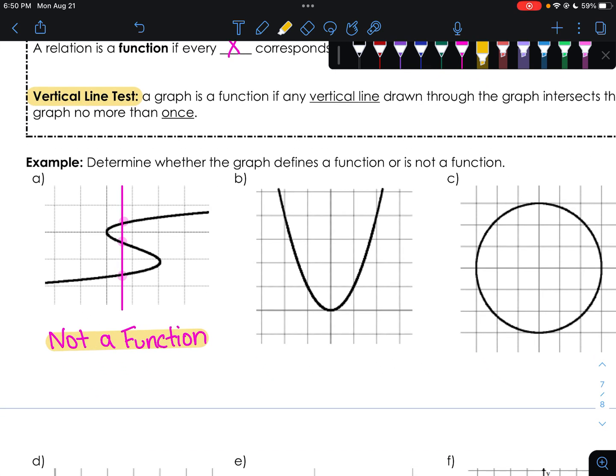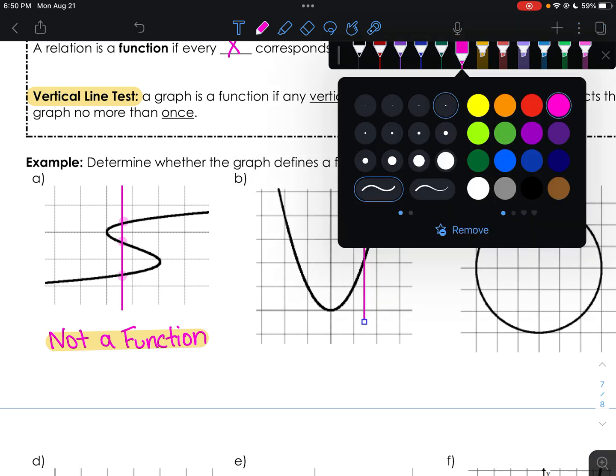Looking at the next one. Again, I'm going to draw my vertical line in, and I'm going to drag it along to see if it ever hits anywhere on my graph more than once. And as I drag it through, I see that is not the case. So this one is a function.